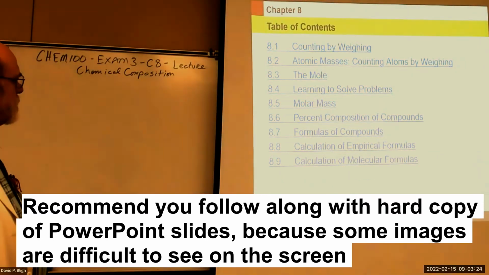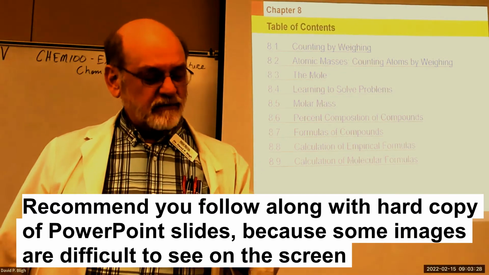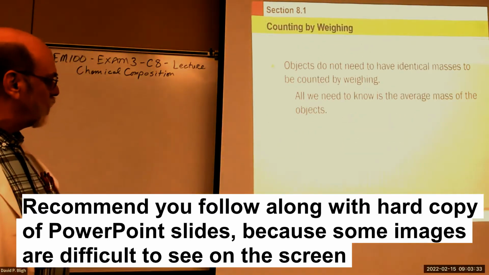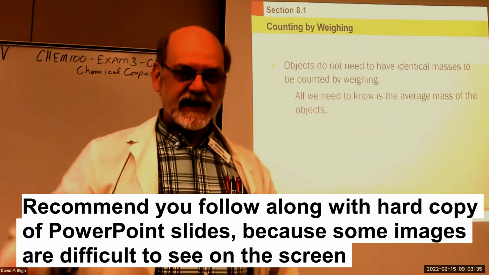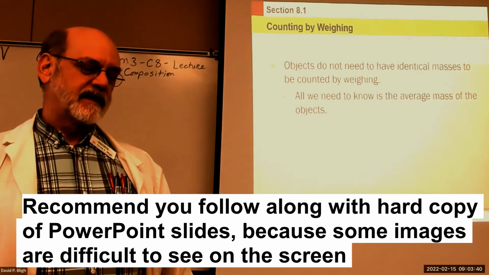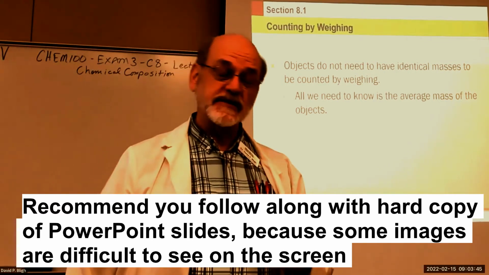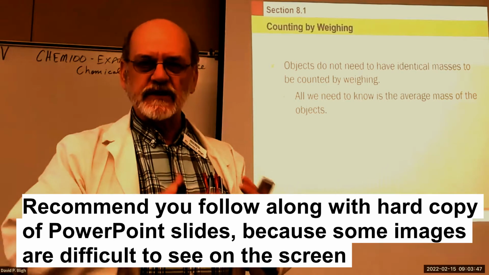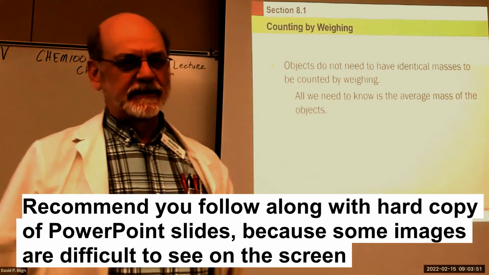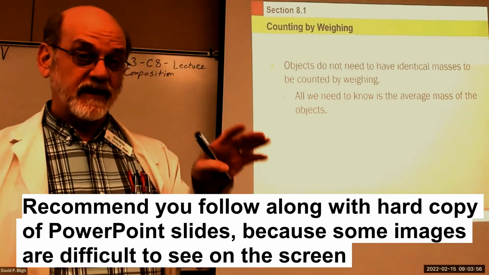Let's see here. There we go. So we're going to start off with counting by weighing. First of all, what do we mean by that? Can you count stuff by weighing it? If you just weigh something, there's no way you can count what's in it, say if it's made up of lots of individual parts. Say a jar of marbles. If you just weigh it, there's no way you can say how many marbles are in there.